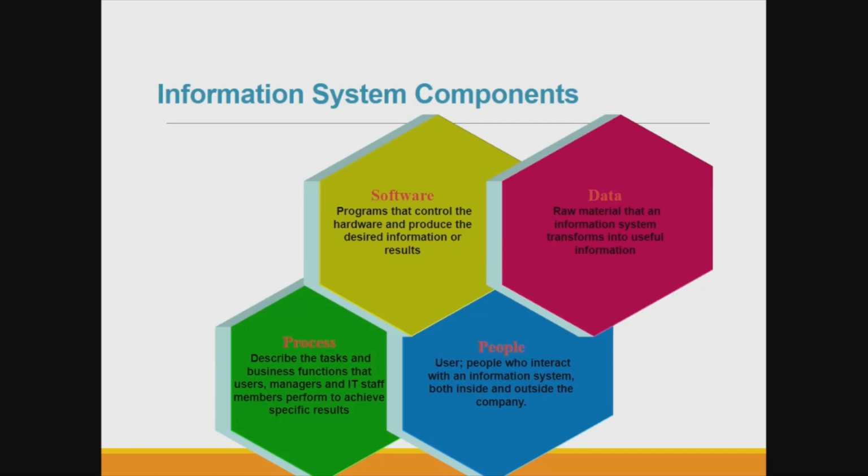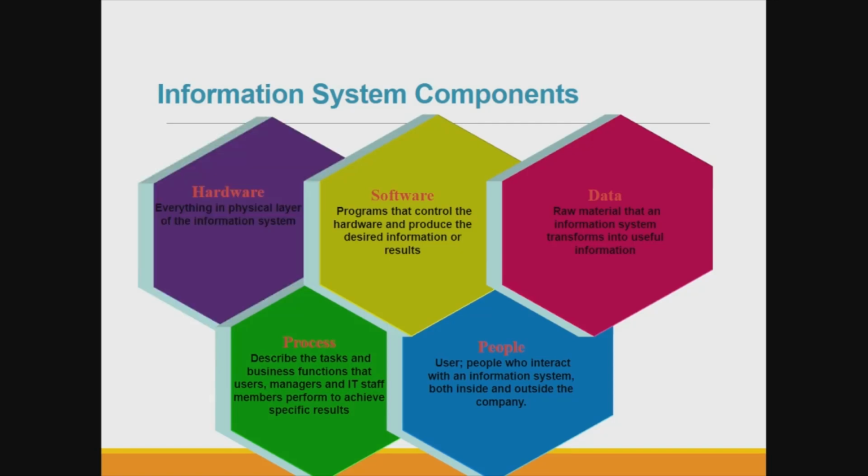The next part, we go for the explanation of those components. We go for the hardware. What is the hardware? Everything that is the physical layer of the information system. Everything in the physical layer means the things that we can touch, the tangible things. And then the second one is the software: the program or application that controls the hardware and produces the desired information result.